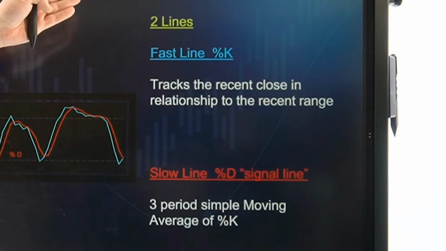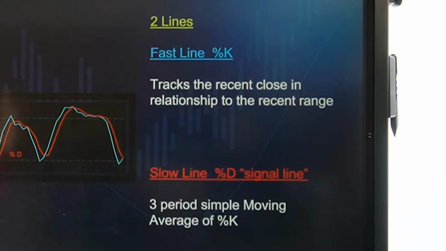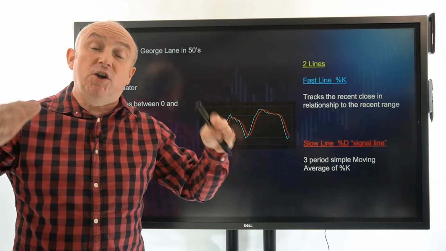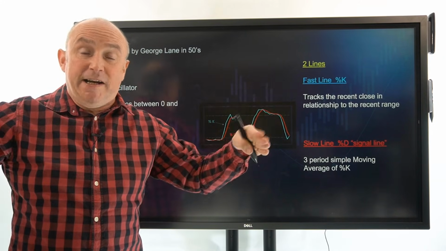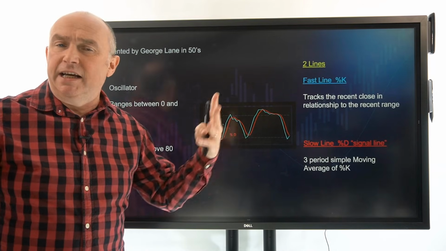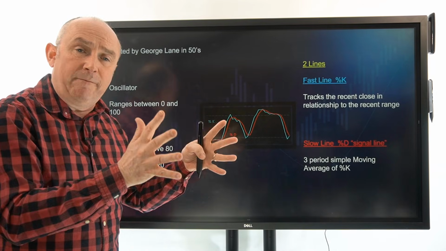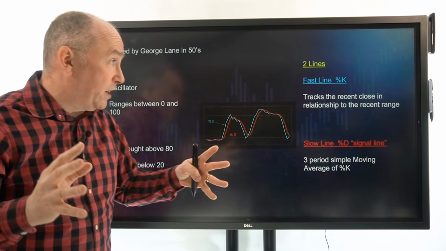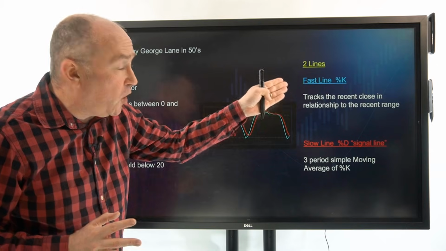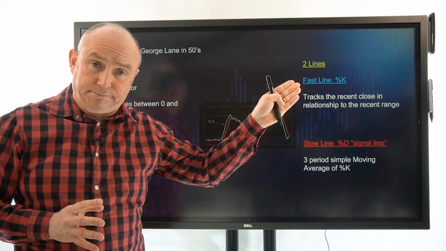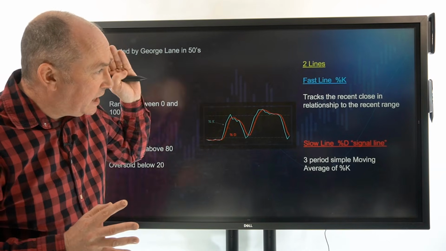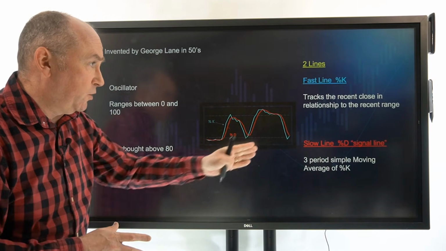You've got a fast line, which tracks the recent close in relationship to the recent range. So it's looking at the recent close compared to where the range has been over a predetermined amount. Default is, I think, 14 periods look back. So it's looking at the close relative to where the price has been over the last 14 periods. That's the fast line, known as the percentage K line. A bit technical, I know. Don't get too bogged down by it. The fast K line is the relationship of the close to the recent range.